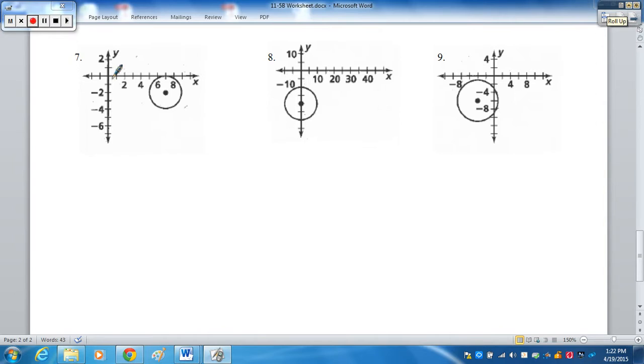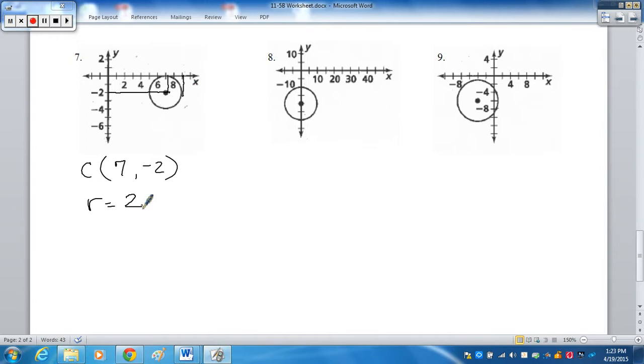All right, for number 7, I have over 7 and down 2. So the center is at 7, -2. Now, for this one, you'll see each tick mark is worth 1. 1, 2. We got 2. So each one's worth 1, has a value of 1. The radius length here, let's see. Okay, it looks like a radius of 2.